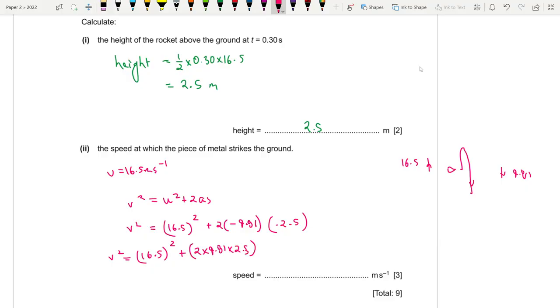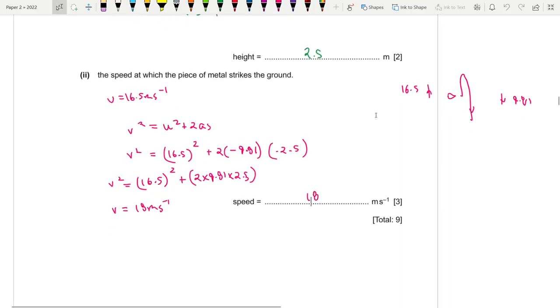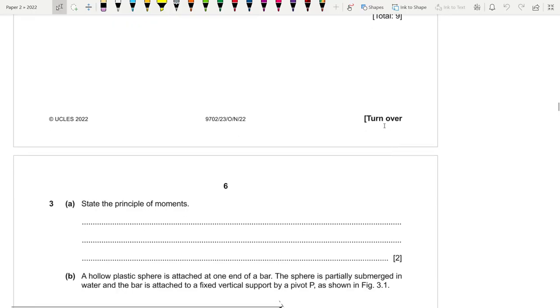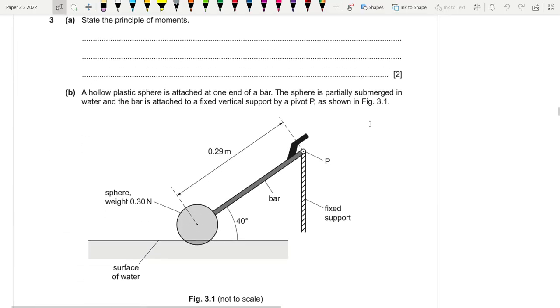Okay, so I'm going to use my calculator answer, of course, from part 1, into 9.81 into 2, plus 16.5 square, square root over answer. I'm getting an answer of v is equal to 18 meters per second. 18 is my answer, and it matches with the mark scheme. Okay, moving on to question number 3.